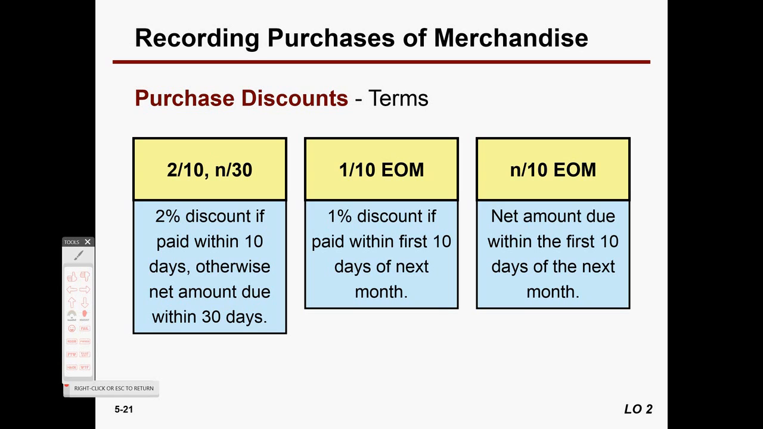Alright. So a few other discount terms. 2/10, net 30 is the most common we'll see. But you can see variations of that, 3/10, 1.5/10, or what have you. Here's some others. 1/10 EOM, so 1% discount if paid within the first 10 days of the next month. Net EOM 10, which means the seller expects to be paid within the first 10 days of the next month.